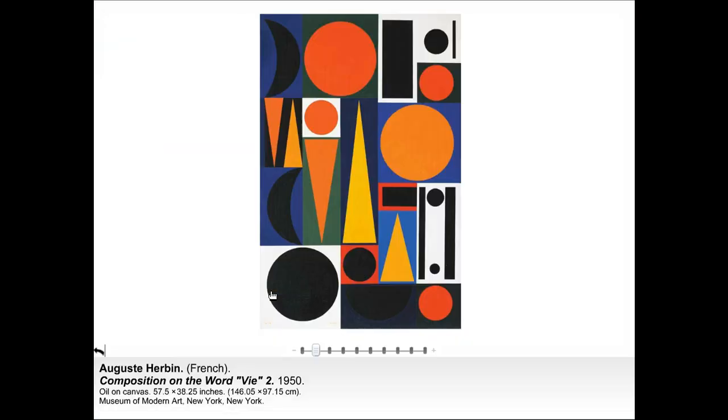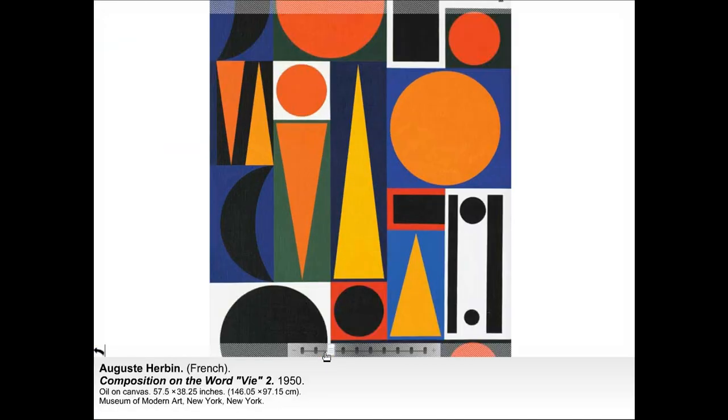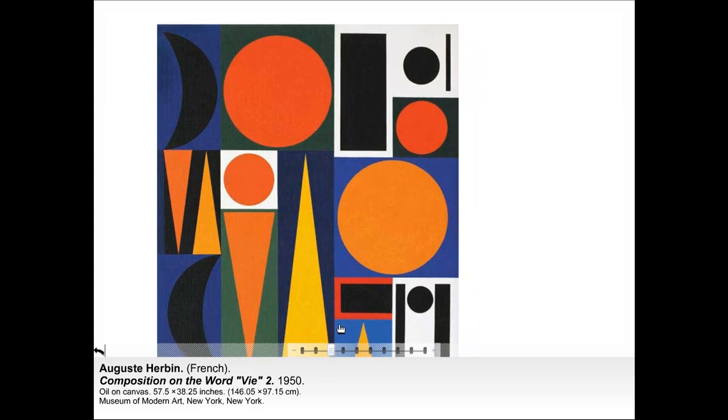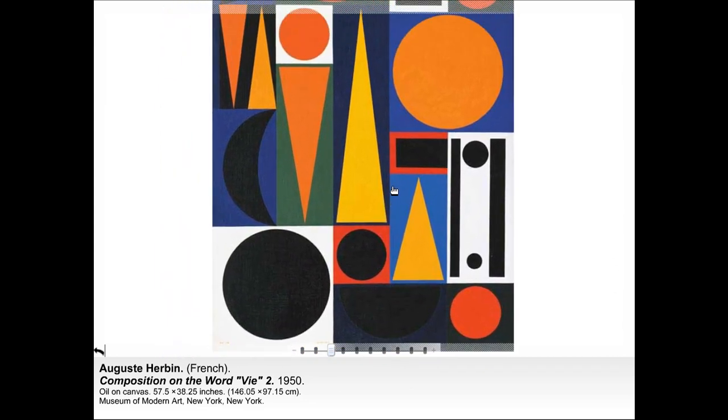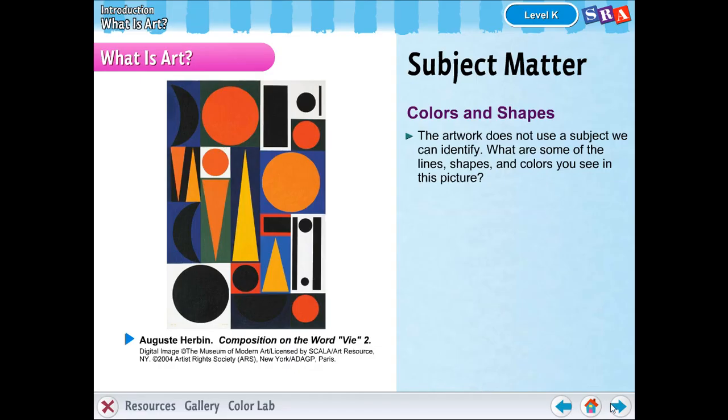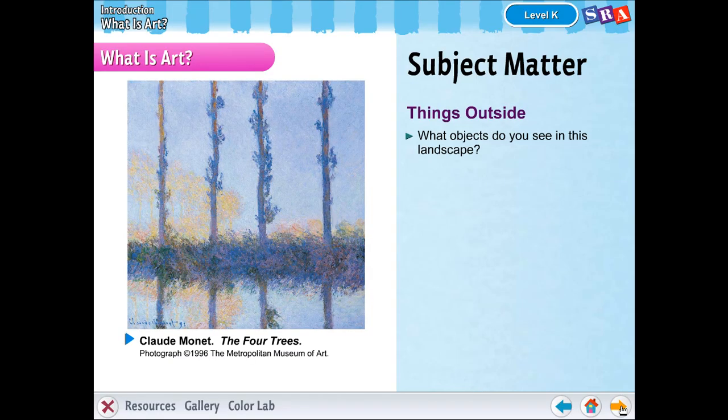Let's look. Okay, I see all kinds of shapes and colors. What colors and shapes do you see on here? Here's an example, and we're also looking at the subject matter. This is a painting by an artist named Claude Monet, and it's called The Four Trees. What objects do you see in this landscape? I see trees. I see water. I see bushes and plants.